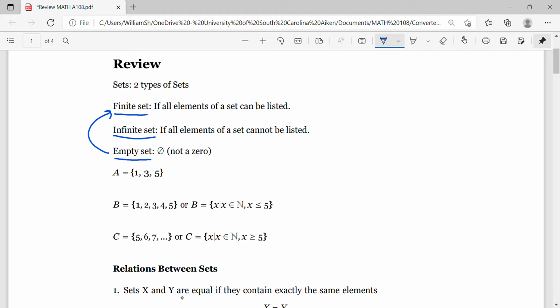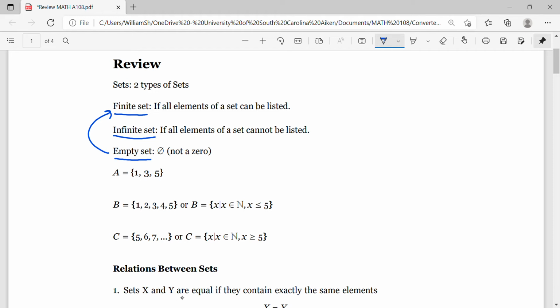So the way we write an empty set is just a circle with a line through it, okay? And that indicates that there's absolutely nothing in that set. Now that circle is not a zero, so please keep that in mind. The empty set is not the same thing as zero. The empty set is a set with nothing in it. Zero is technically something, okay?